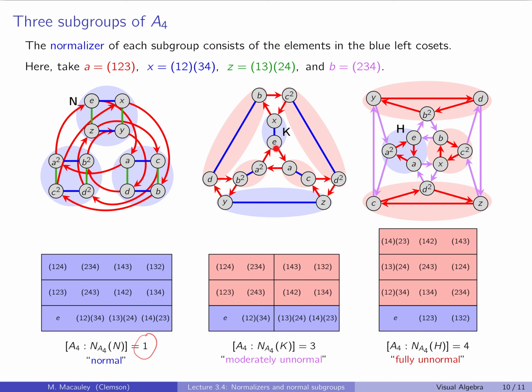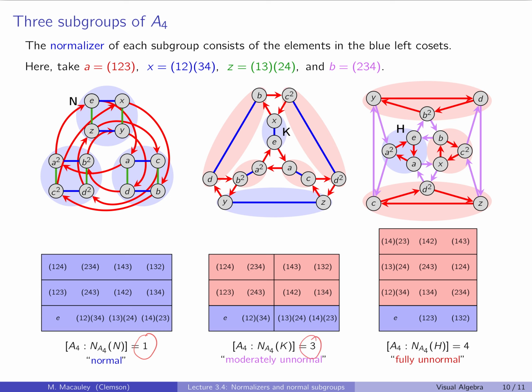Now for K, there end up being 2 left cosets of K that are equal to right cosets. That's not obvious, but you could check that. Each of these left cosets, well, this one is a right coset, but this one also is as well. And there's 4 that are not. So that means that the normalizer of K is the union of these 2 cosets. So it has index 3 in the subgroup lattice.